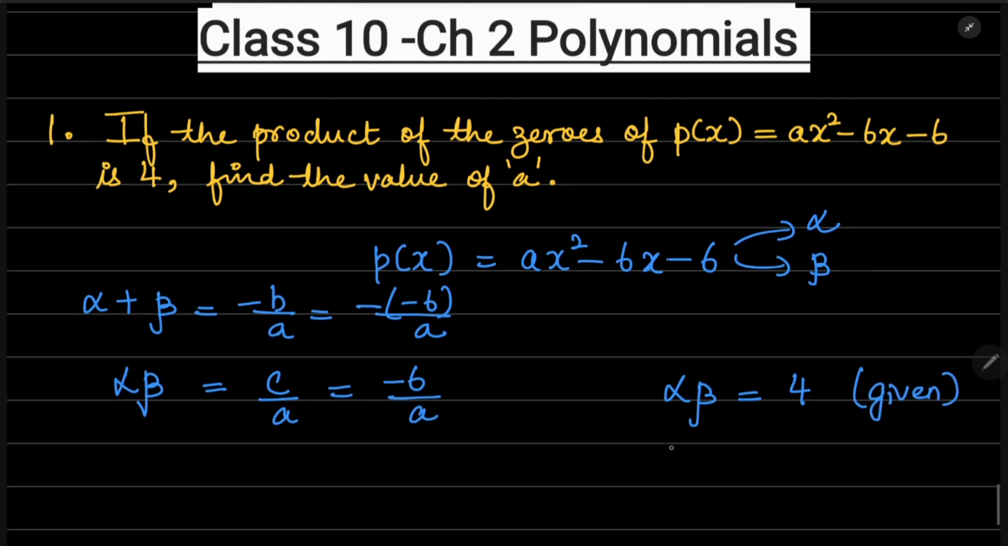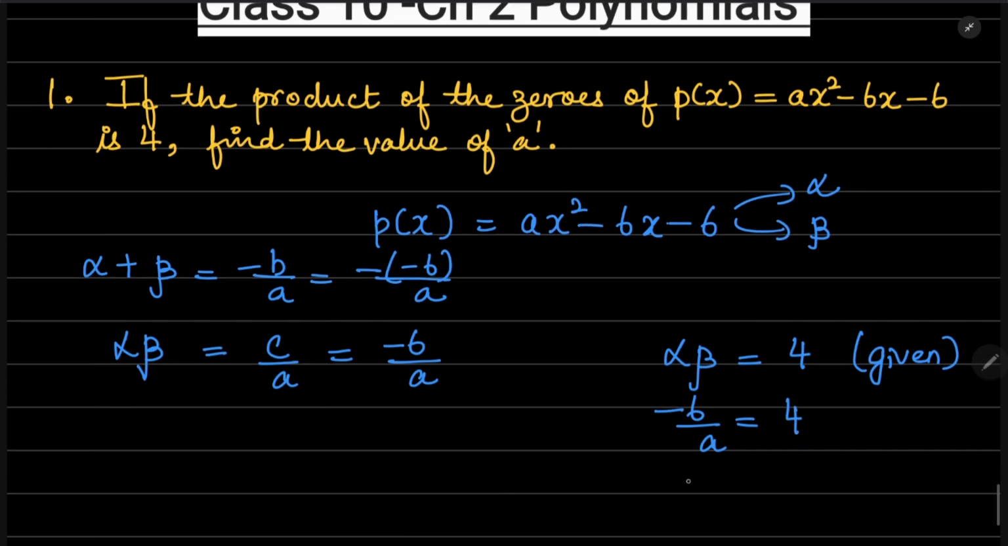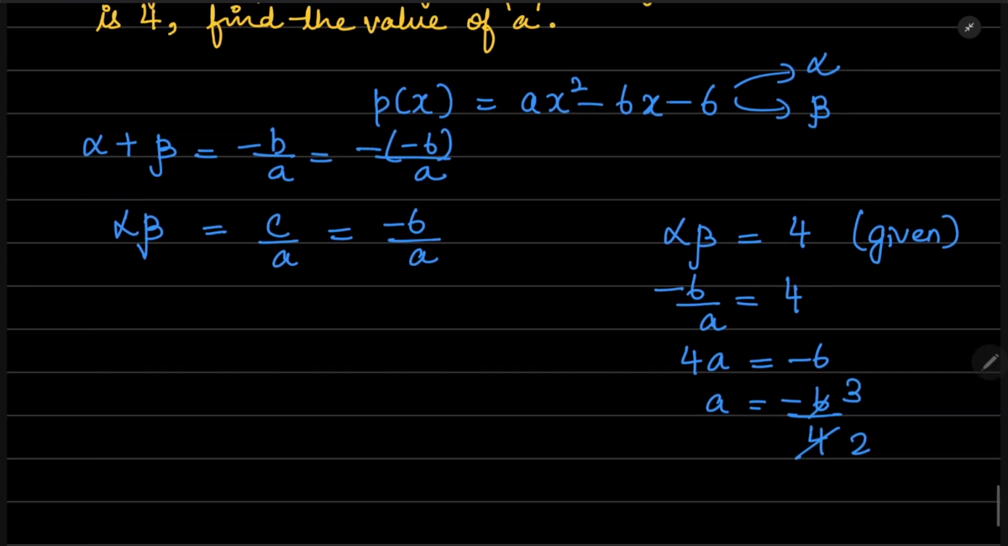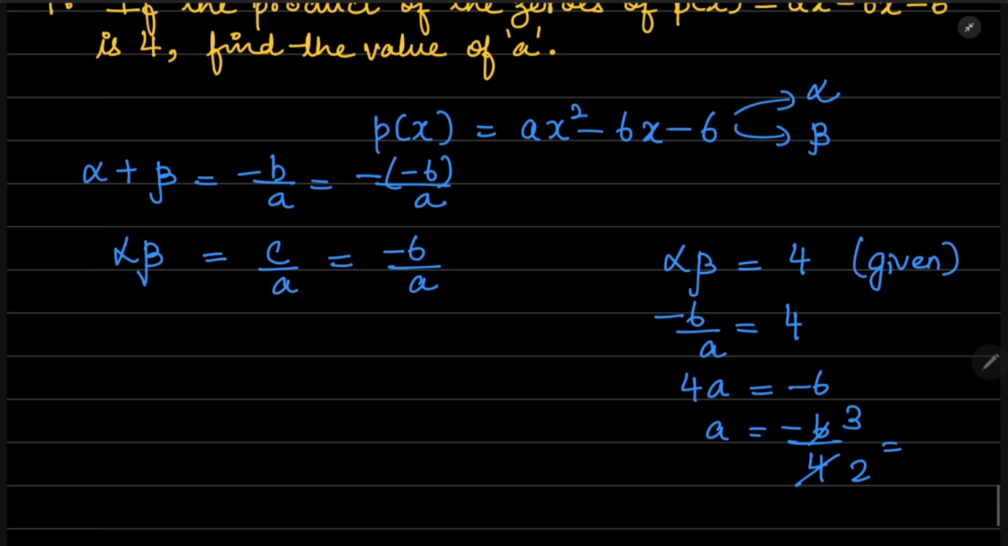So what is alpha into beta? Minus 6 by a is equal to 4, or you can get right 4a is equal to minus 6, or a is equal to minus 6 by 4. So 2 2s are 4, 2 3s are 6. So what is the value of a? A is nothing but minus 3 by 2. That's your answer. Okay. So the value of a is nothing but minus 3 by 2.